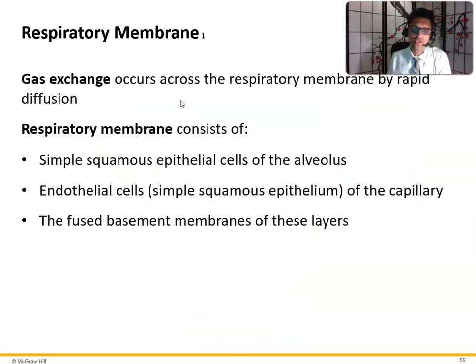So gas exchange occurs across the respiratory membrane by rapid diffusion. The respiratory membrane consists of simple squamous epithelial cells. Remember, simple squamous is real thin. So if it's real thin, then I can have rapid exchange of oxygen and carbon dioxide. If it's too thick, then I won't have rapid exchange. So the endothelial cells, simple squamous, of the capillary, and the fused membranes of these layers, that's the respiratory membrane.